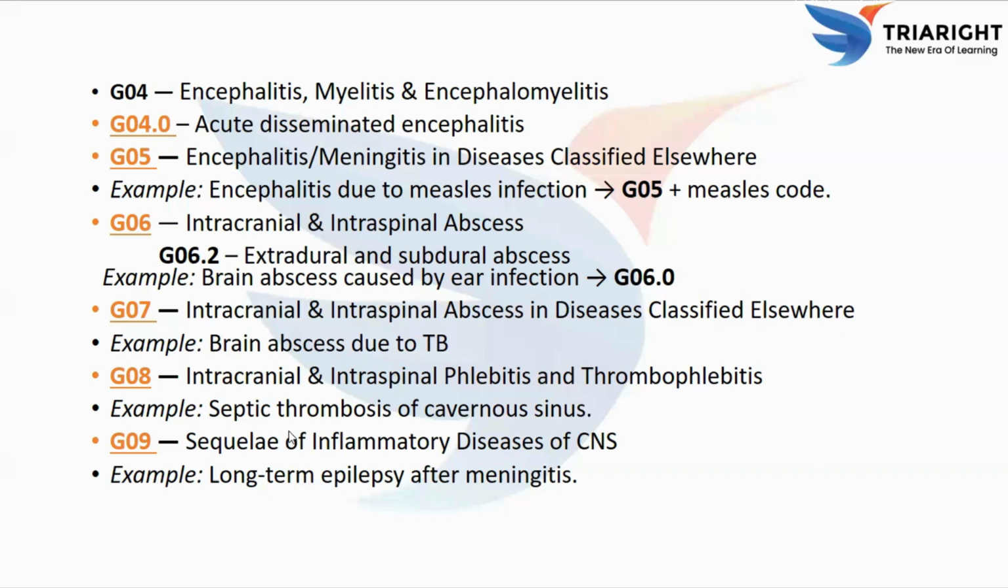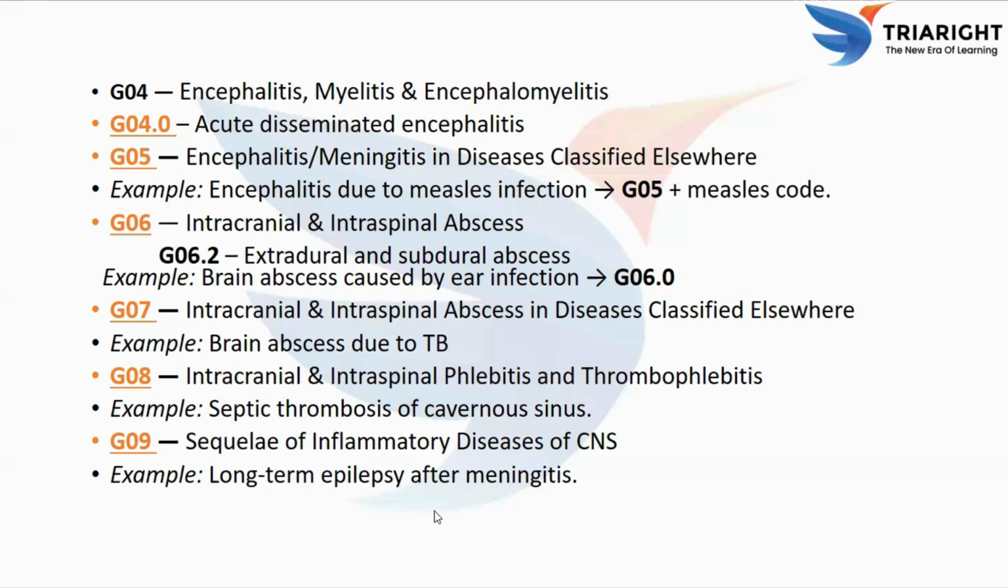So coming to G08, it's intracranial and intraspinal phlebitis and thrombophlebitis. So what do you mean by it? Inflammation of veins in the brain or spinal cord is intracranial or intraspinal phlebitis or thrombophlebitis, with blood clots forming inside these veins. Septic thrombosis of the cavernous sinus is an example. It's a serious clot caused by infection. And next G09, what does it tell? It is used when the patient has long-term complications after meningitis, encephalitis or brain abscess. For example, long-term epilepsy after meningitis, you have to assign the code G09.